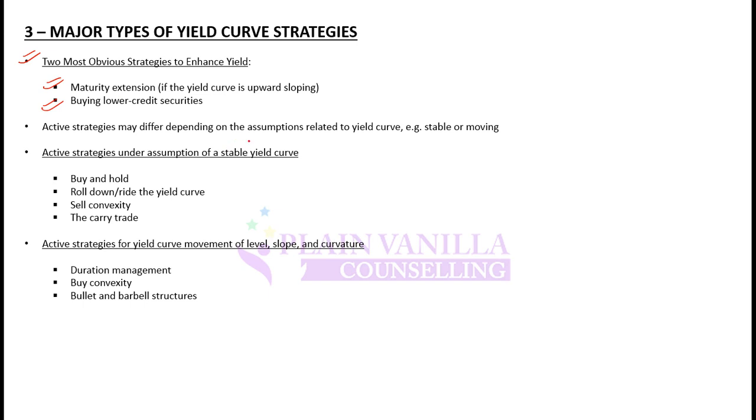Active strategies may differ depending on assumptions related to the yield curve. So depending on your assumption whether the yield curve is stable or moving, your strategies will differ. Again, this will come in detail in the next reading, but here we have an introduction. Active strategies under the assumption of a stable yield curve. So if you assume that the yield curve will be stable, what is the strategy that you take? You take buy and hold strategy, or roll down strategy, or sell convexity, or the carry trade.